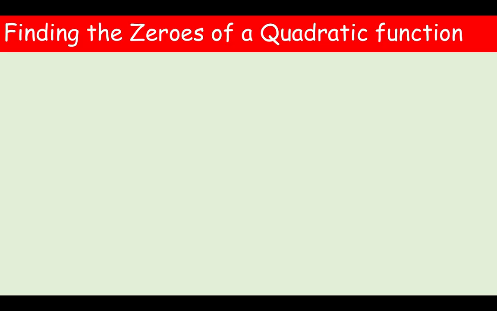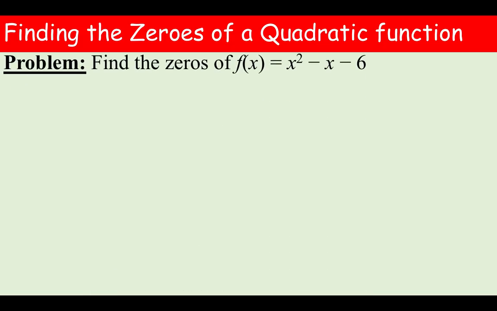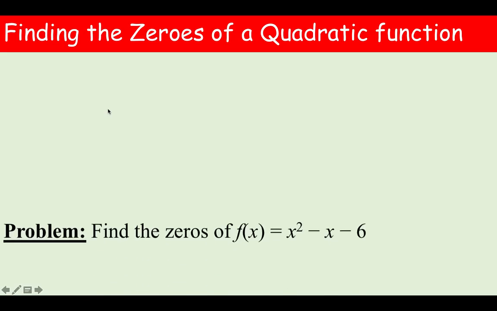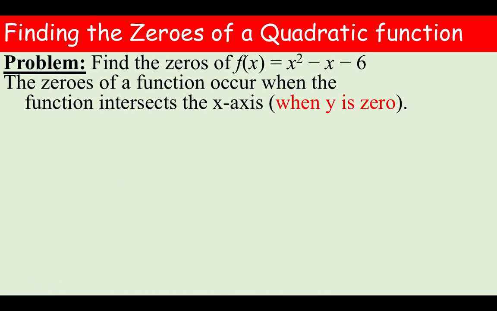So, finding the zeros of a quadratic function. Let's say that we were asked to find the zeros of x squared minus x minus 6. Finding the zeros means to find where the parabola intersects the x-axis. At what x values does your parabola intersect the x-axis? Similar to here, it's like asking what are these x values where my parabola is intersecting the x-axis. So the zeros of a function occur when the function intersects the x-axis, or again, that's when y is 0. So you can find the solution by factoring.